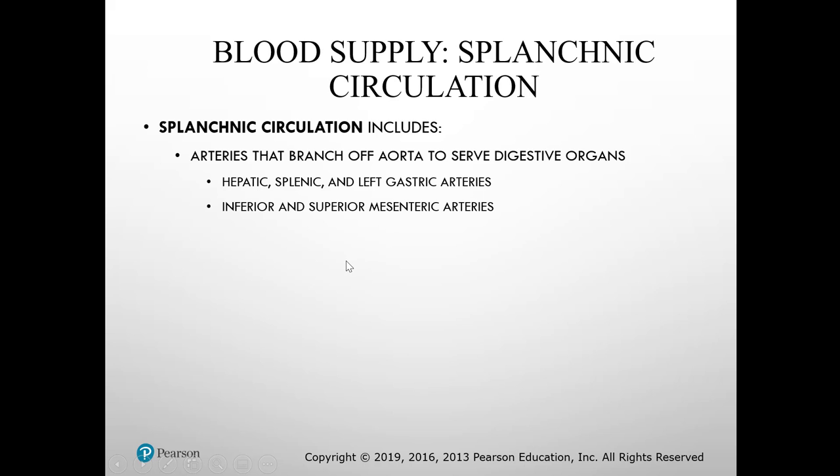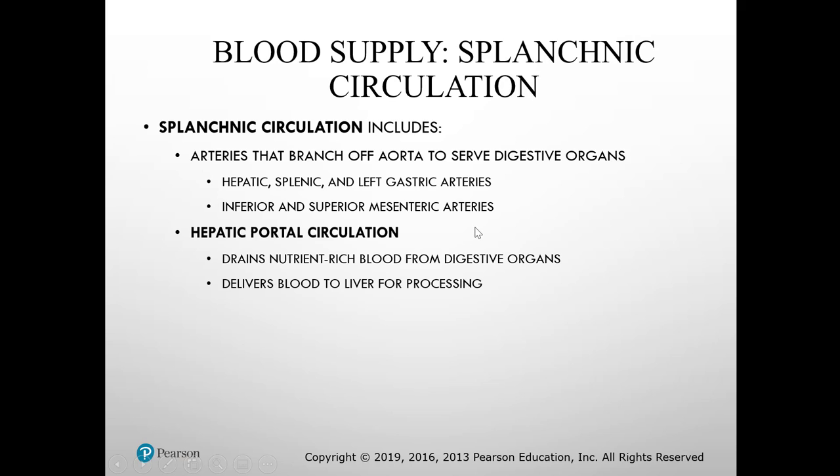Okay, so the blood supply is called the splanchnic circulation, and it includes arteries and branches of the aorta that serve the digestive organs. These will be your hepatic, your splenic, your left gastric arteries, your inferior and superior mesenteric, and you've done this already in your circulatory system. Then you have the hepatic portal circulation, which drains rich nutrients from the digestive organs and delivers blood to the liver itself for processing.